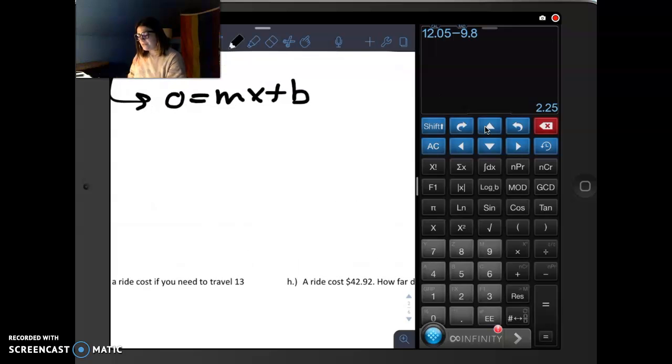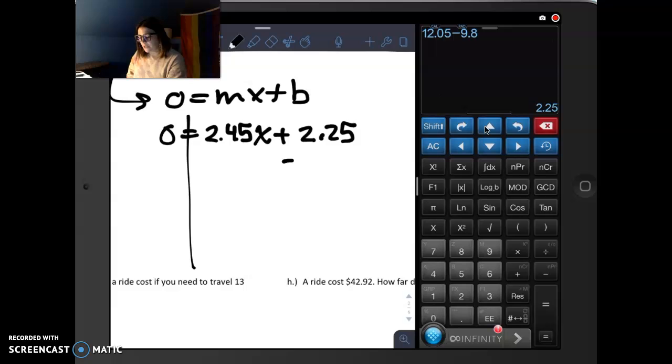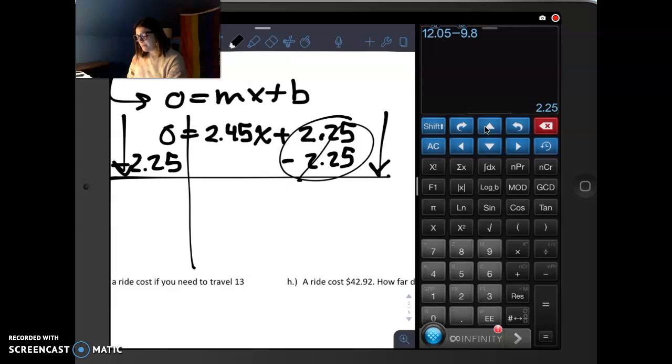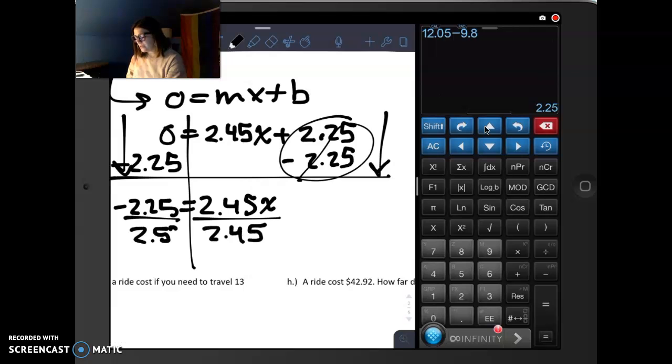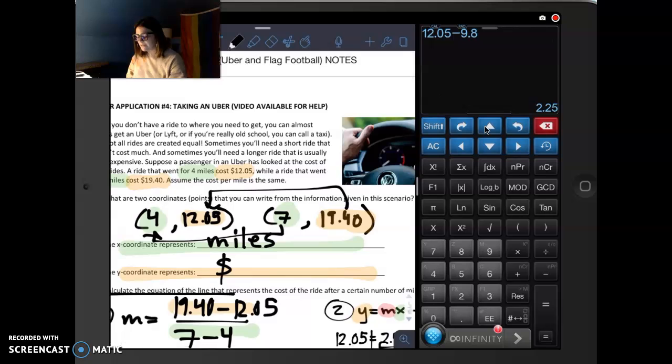All right, so here it says 0 equals mx plus b, 0 equals 2.45 times x, which we're solving for, and then we had 2.25 for our b. And we're going to minus 2.25 from both sides. That creates a 0. We always add top to bottom. Negative 2.25 is equal to 2.45 multiplied by x. Even though it's a decimal, don't be scared of that decimal. You just divide by whatever number is in front of the x.